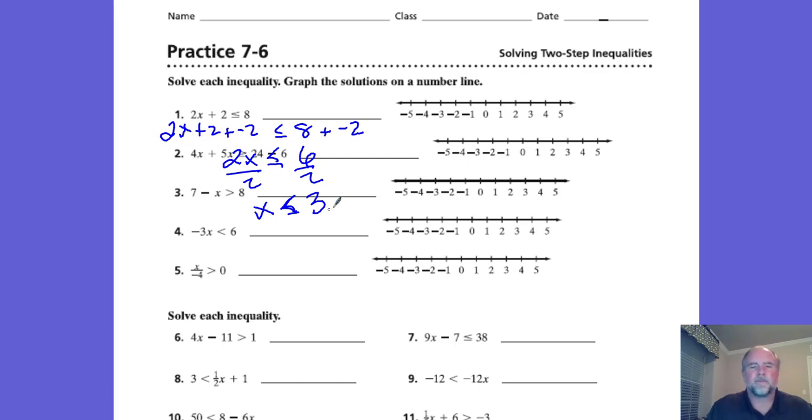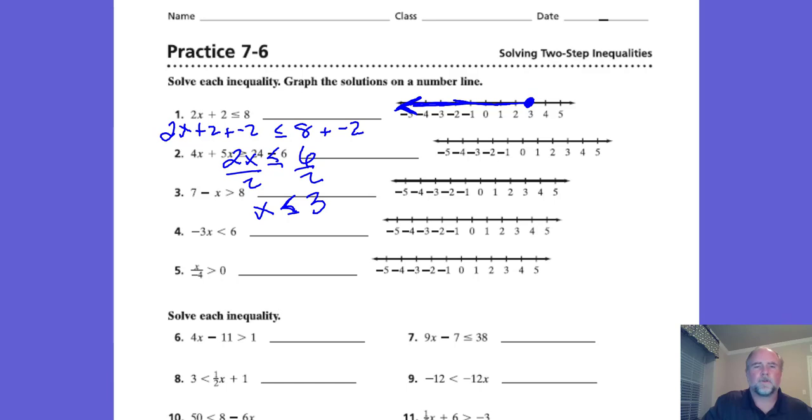So if we look at this right here, the x is less than or equal to 3. That's what we need to graph. Less than or equal to means that we're going to come up here on 3 and we're going to put a closed circle. And less than means that I'm going to shade to the left. Okay? Less than means left.